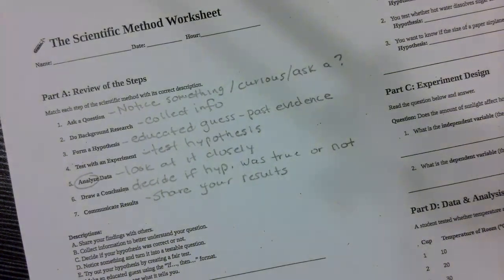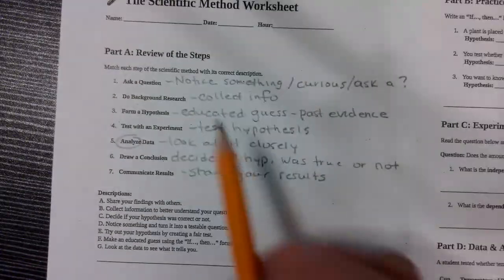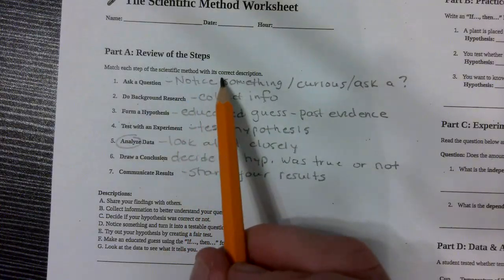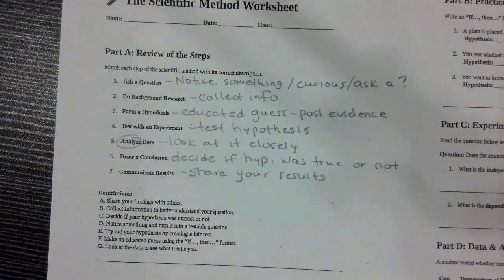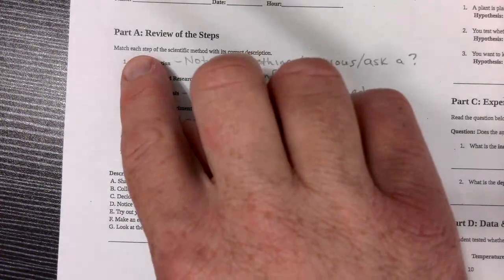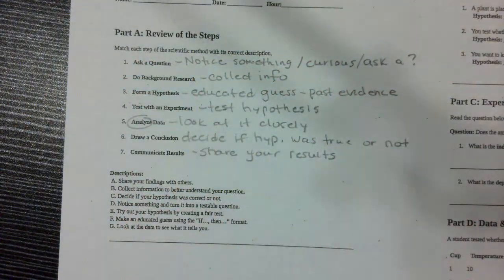Okay, so then the next thing you're going to do is look down here. Actually, if you go back at the directions, it says you're going to match each step of the scientific method with its correct description. Well, this is a little confusing, so I'm going to help you get this started real quick. What I want you to do is line the number up, or write the number that goes next to this down here. And I know that doesn't make any sense, so I'm going to show you real quick.